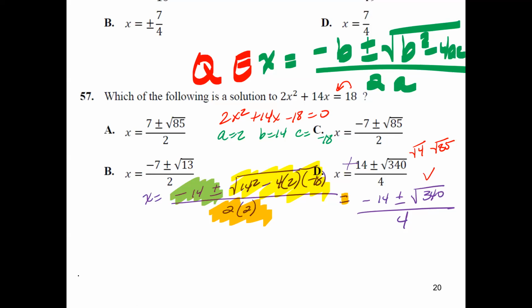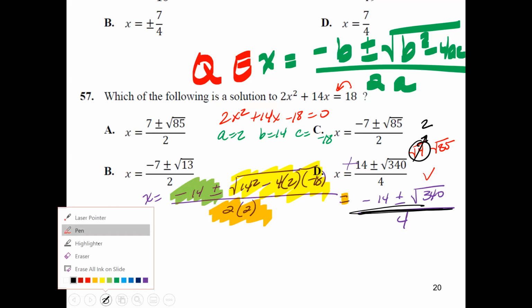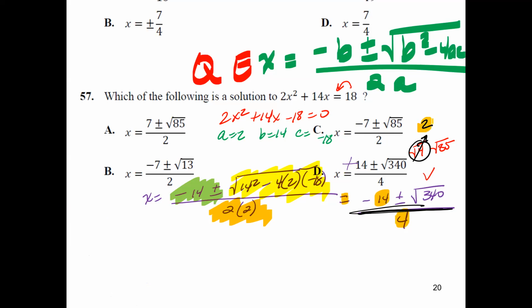Then do you guys agree that square root of 4 is just going to turn into a 2, right? So then do you see the 4 on the bottom? That 4 is over the 14 and it's over the 2, which means I can actually simplify the 4 with the 14 and the 2. How do I do that? I can divide everything by 2. 4 divided by 2 is a 2, right? 14 divided by 2 is a 7, right? 2 divided by 2 is going to be a 1, correct? And I have to do that to the 14 and the 2 because the division sign is over both of them. So my answer is negative 7 plus or minus square root of 85 over 2.